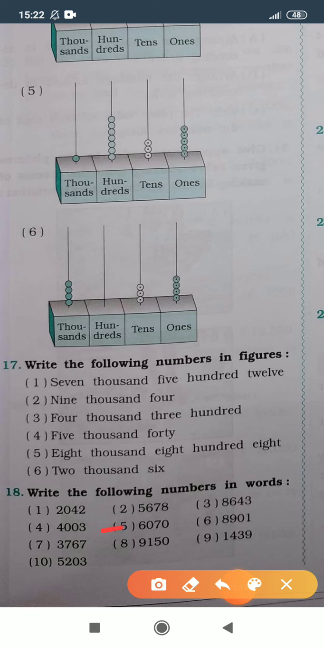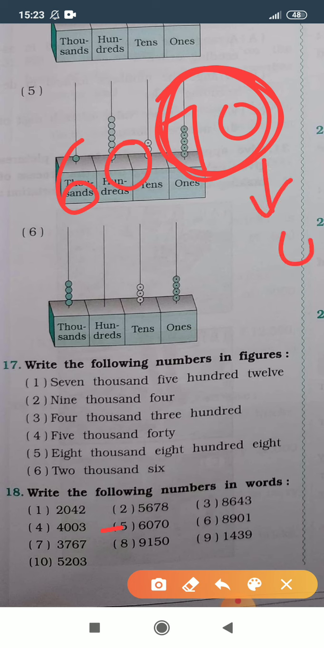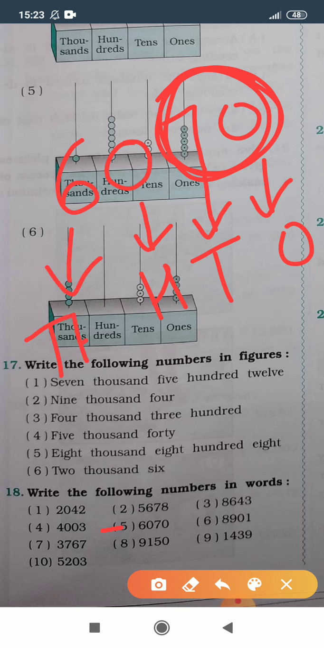Let's see number 5, 6070. Again, the last two digit numbers will be pronounced together. Let's see the place value of these digits. 0 is on ones place, 7 is on tens place, this 0 is on hundred place, 6 is on thousand place. So how will we pronounce this number? 6070 is your answer.